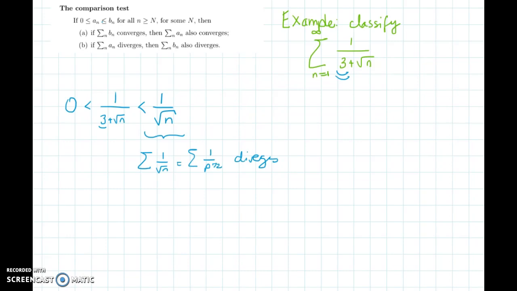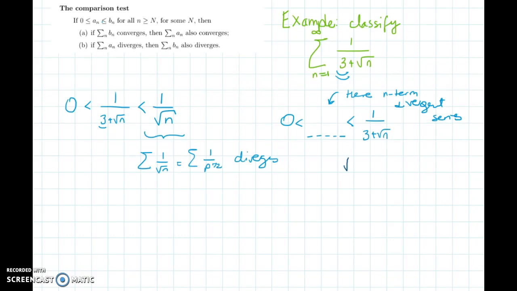So what we'd like to see is actually another series that we can make sure is divergent, but that we can put over here between 0 and the terms of the series we're trying to classify. So we want here the n-th term of a divergent series. So we can apply part B of the comparison test. So what about trying this?